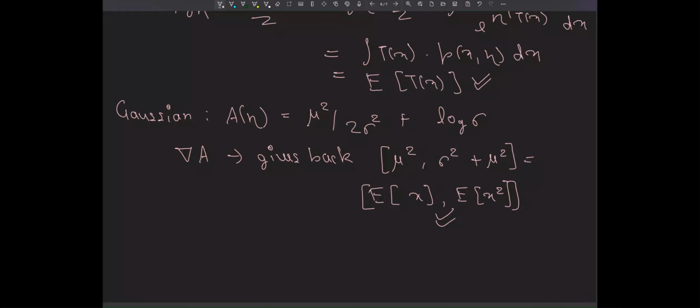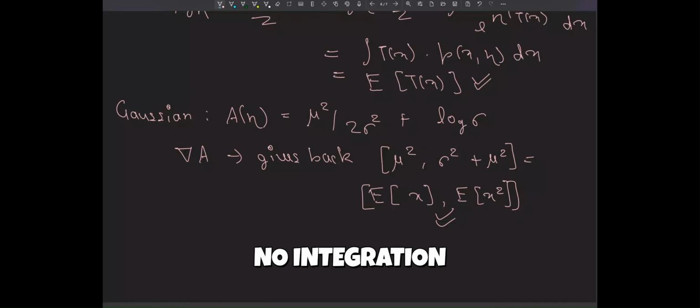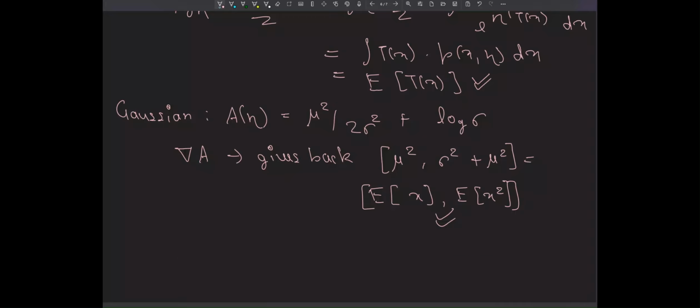So for the Gaussian, differentiating A gives you back exactly the mean and the second moment. No integration needed, just calculus on a scalar function. This is why the exponential family is so computationally powerful. Computing moments is normally painful. Here, it's just differentiation.